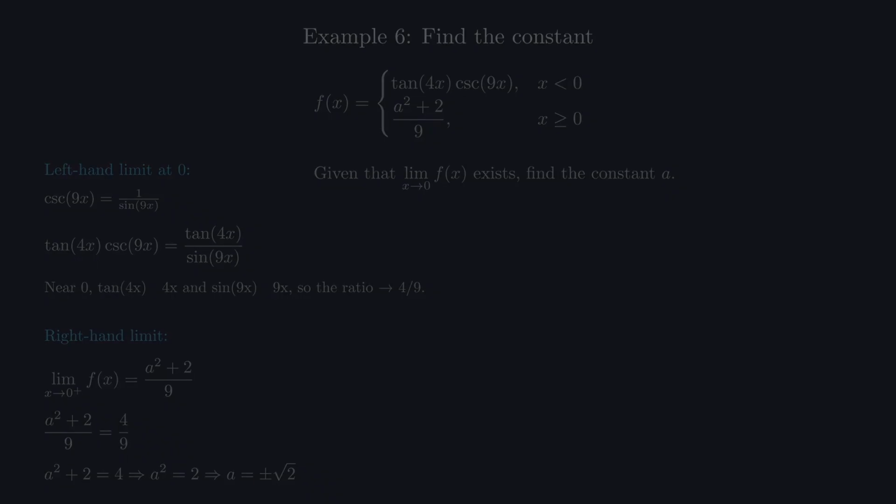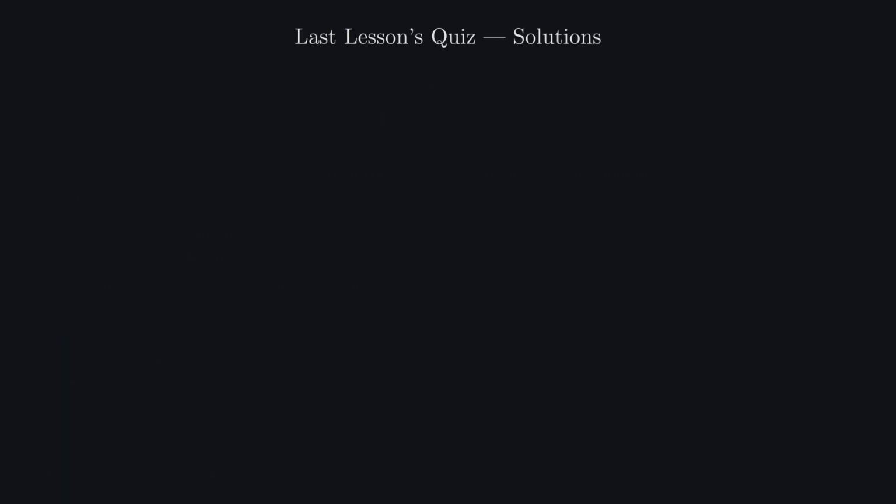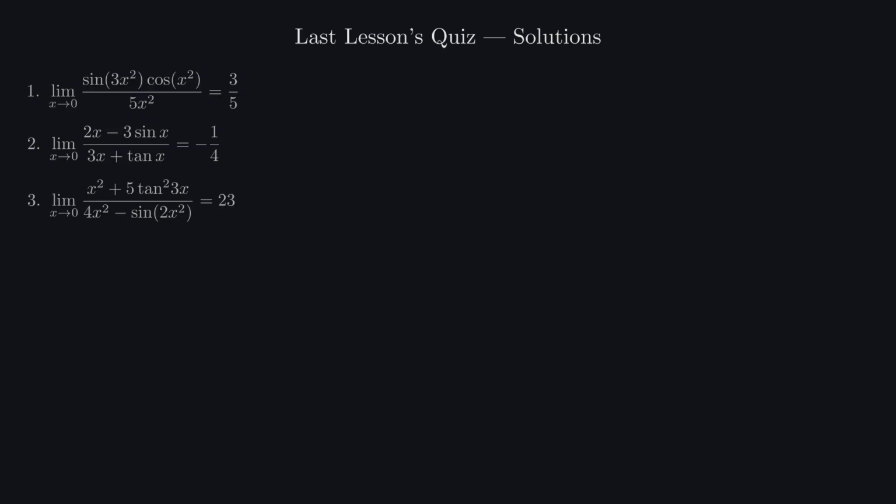Before today's exercises, let's quickly review the answers to last lesson's quiz on trigonometric limits. Question 1. Sine of 3x squared times cosine of x squared over 5x squared. The cosine approaches 1, leaving us the coefficient ratio 3 over 5. Question 2. 2x minus 3 sine x over 3x plus tangent x. Near 0, numerator gives 2 minus 3. Denominator gives 3 plus 1. Result is -1 over 4.